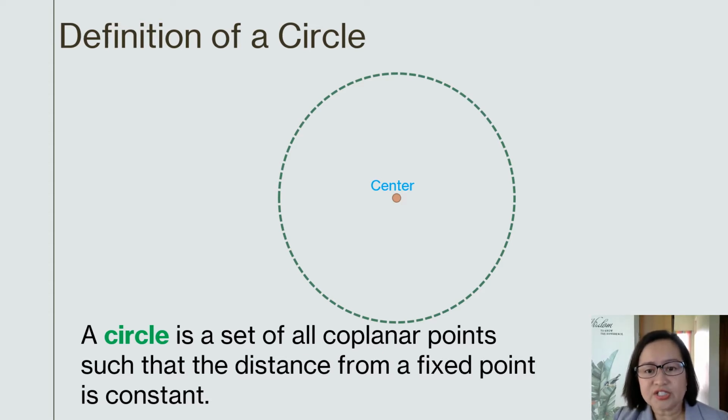The circle divides the set of points on a plane into three sets. The first set are the points located on the circle itself. The second set are the points that are located inside the circle. The third set are the points that are located outside the circle.